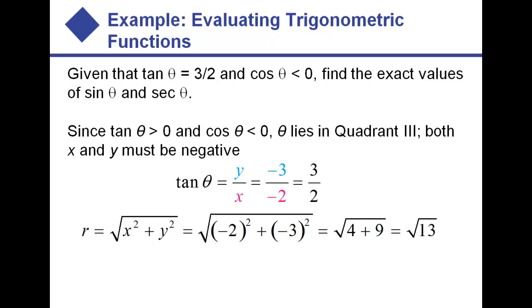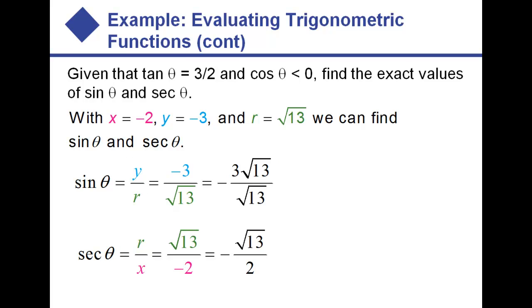Since tangent equals y over x, we can plug the values of -3 and -2 in, right? That's where our 3/2 comes in. We know they're negative because they told us cosine was negative, so this value had to be negative, and since the whole fraction was positive, this also had to be negative. It really doesn't matter because when we plug it in here and square them, they become positive anyhow, and we get that our radius is 13. Now that we have a radius of 13, we know that x and y are both negative. We can plug it back into our y over r, our x over r, and all the other formulas for all the other trig functions.